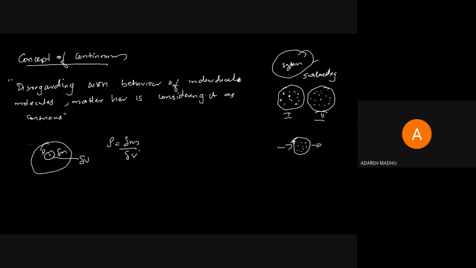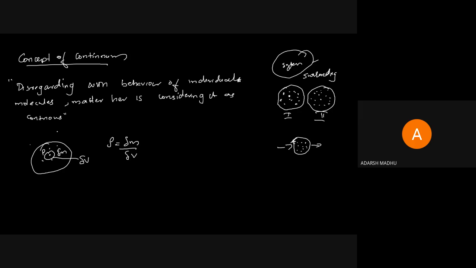Okay, this is the average density of the system. We are not considering every individual point; it's a macroscopic viewpoint. We are considering the average density of the total system, which can be defined as delta M by delta V, at a volume delta V.